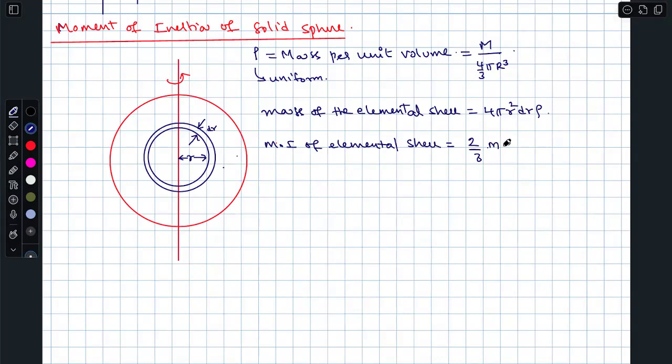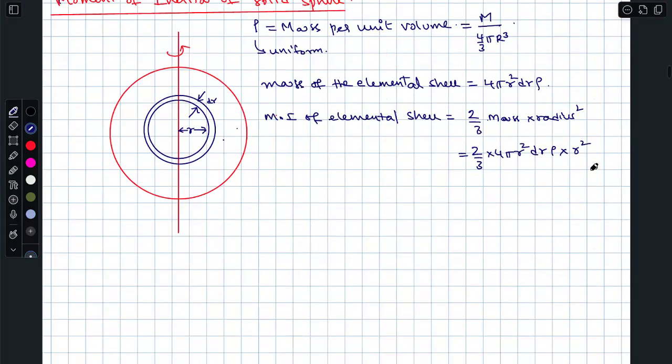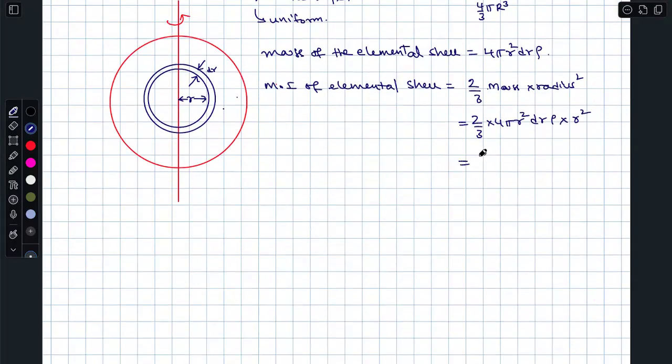2/3 times mass times radius square. So 2/3 times 4 pi r square dr rho into r square. This is 8/3 pi r power 4 rho dr. Is that correct? Anything else? 8/3 pi r power 4, right.